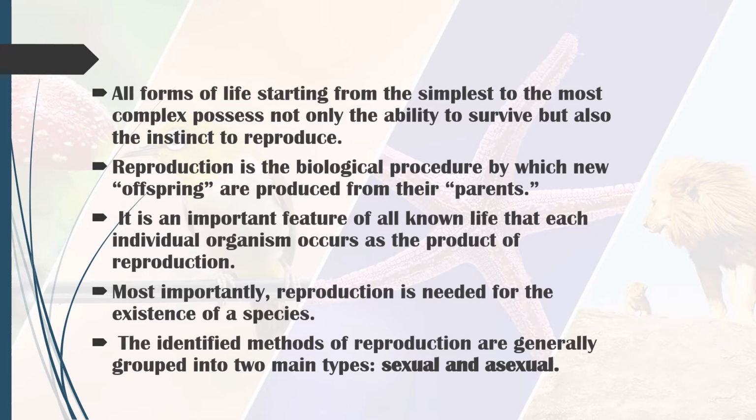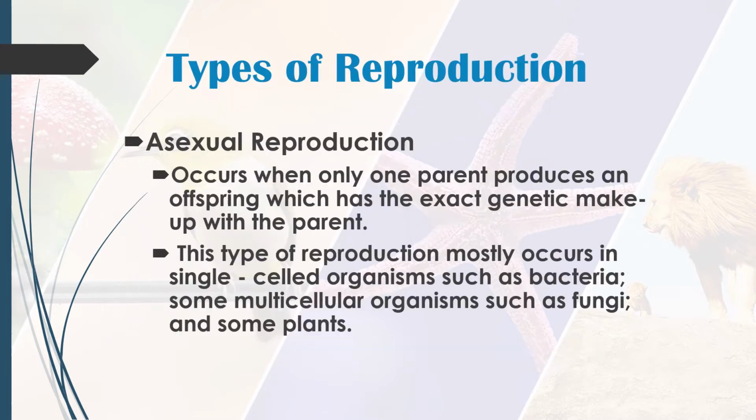Okay, so the identified methods of reproduction are generally grouped into two main types, which are sexual and asexual reproduction. So that is our lesson for today. We have the types of reproduction. The first type is asexual reproduction. From the word itself, asexual.